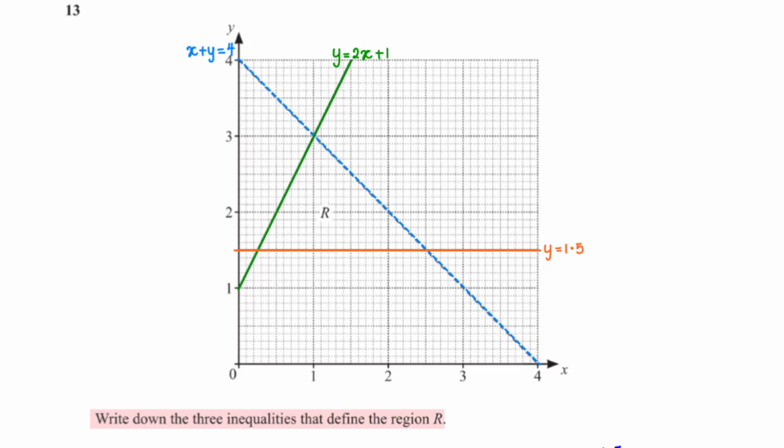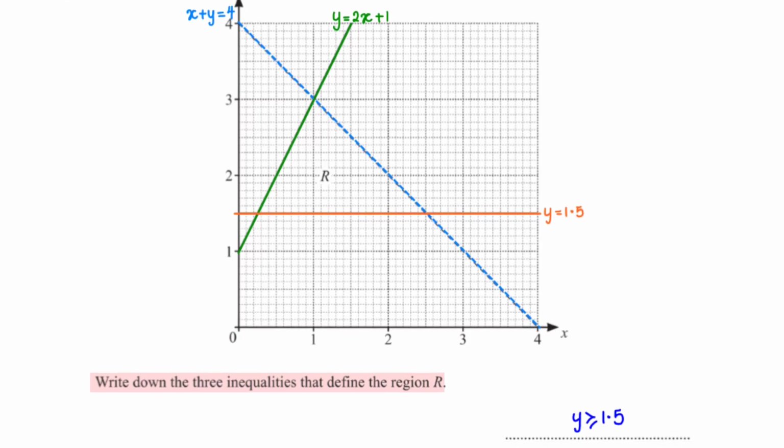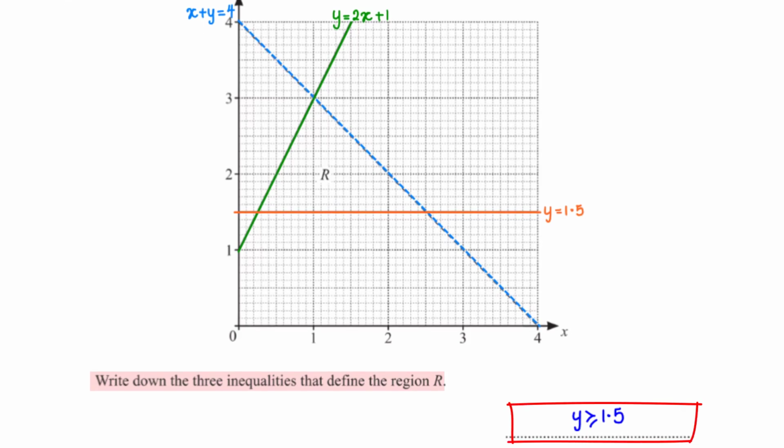Write down the 3 inequalities that define the region R. First, we need to determine the equations of the 3 lines that bound the region R. We have y equals 1.5, x plus y equals 4, and y equals 2x plus 1. The region R is above y equals 1.5, and so we have the inequality as y is greater than or equal to 1.5.